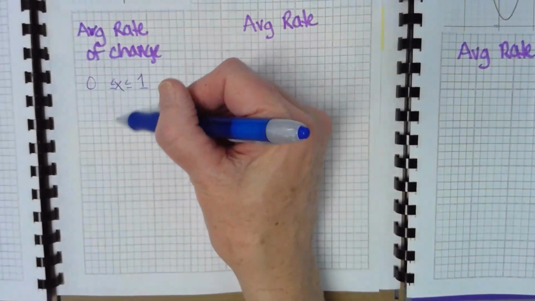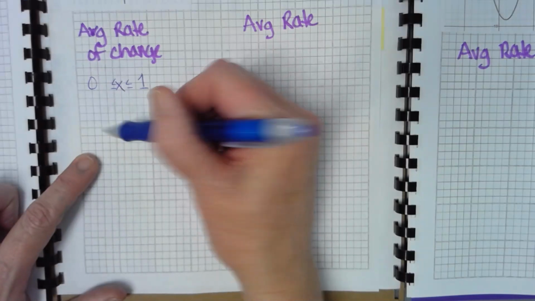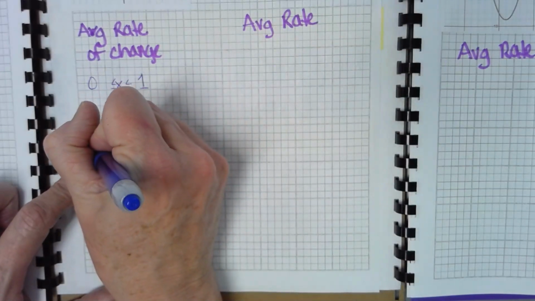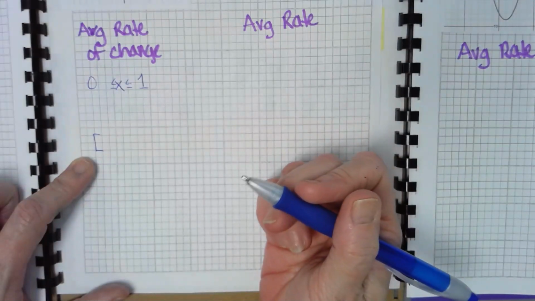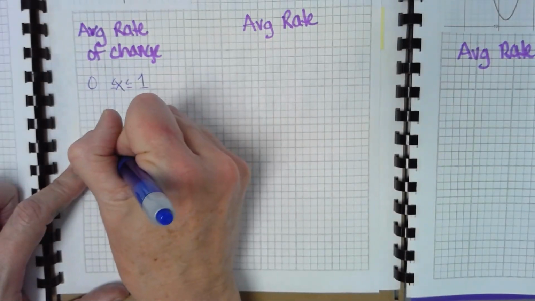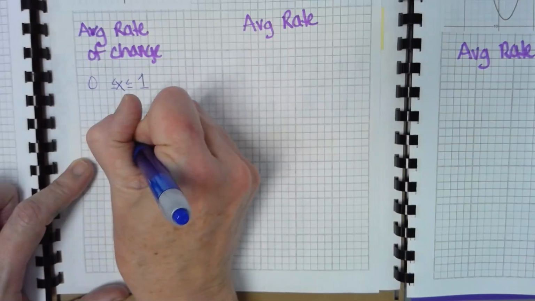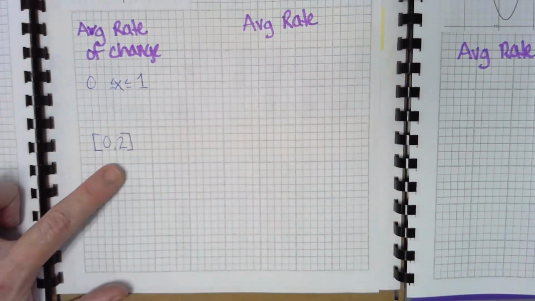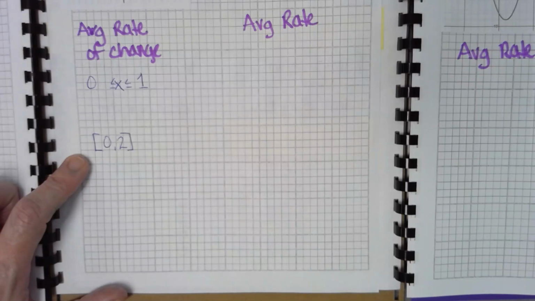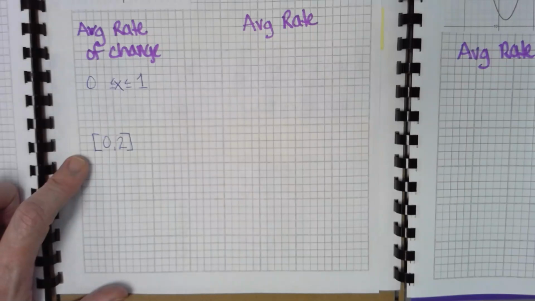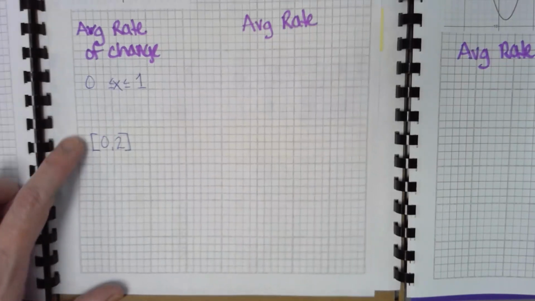And y'all, I want you to leave yourself a space. The next interval, I'm going to write it in a different way. Notice the brackets. We're going to find the rate of change from 0 to 2. Do you notice the brackets? Does anybody have an idea why I would want to use brackets and not parentheses?